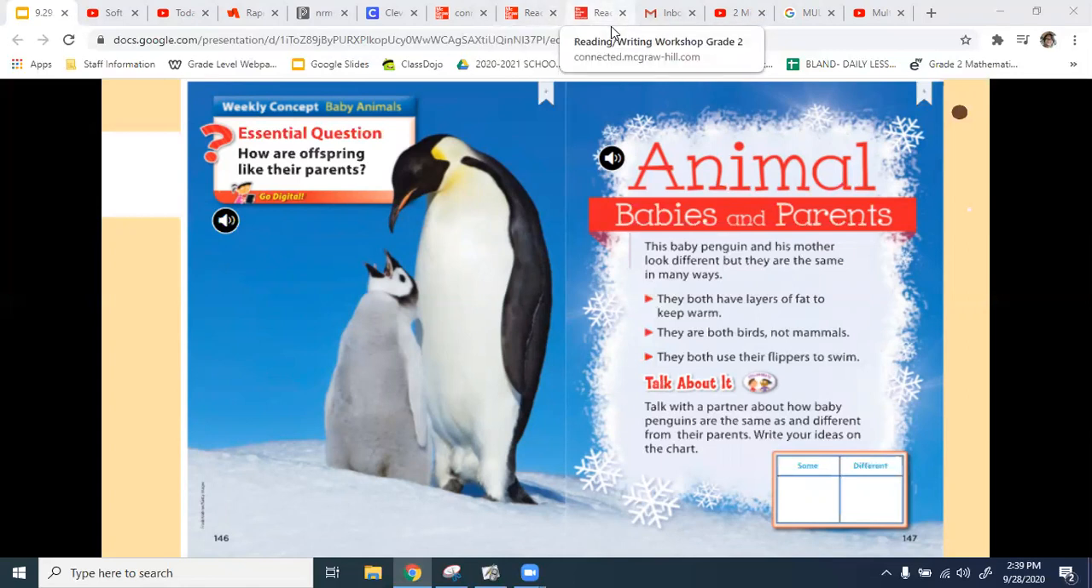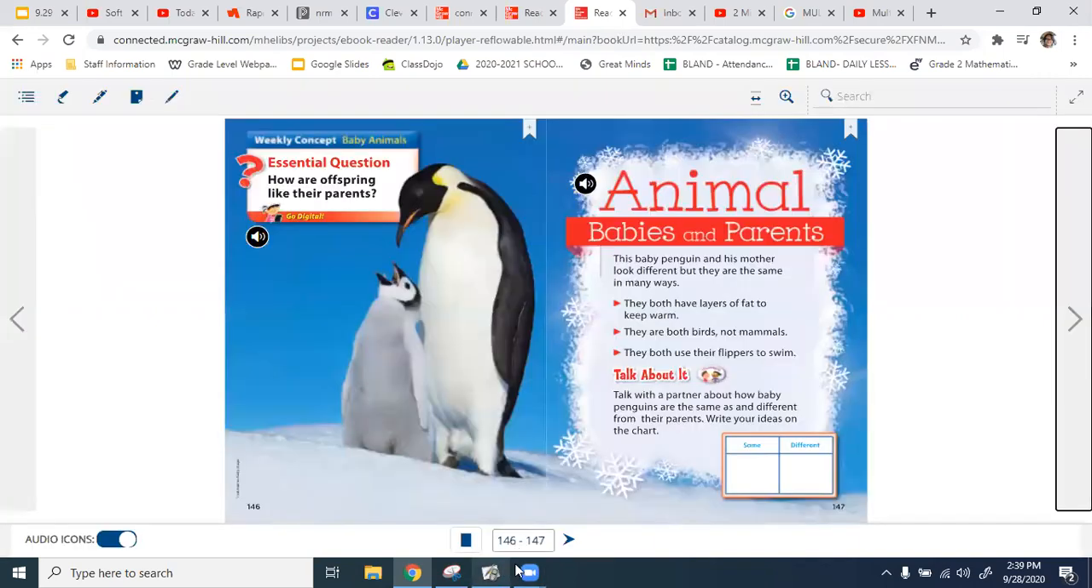You can look like grandma and granddaddy. You can look like even your cousins. My cousin and I look very much alike, and we're cousins. And people think we're sisters. So it all depends on your family. So we're going to talk about animal families and how they look, because they show similarities and differences too.